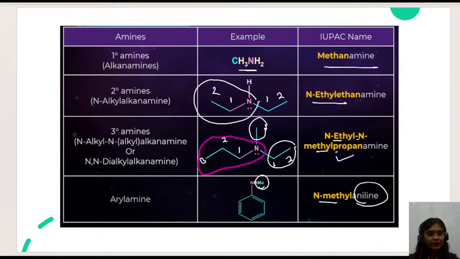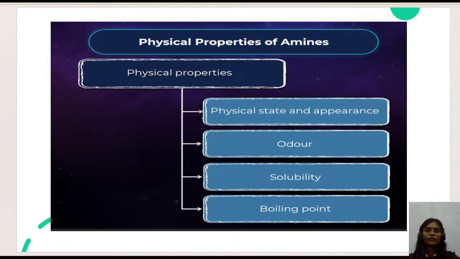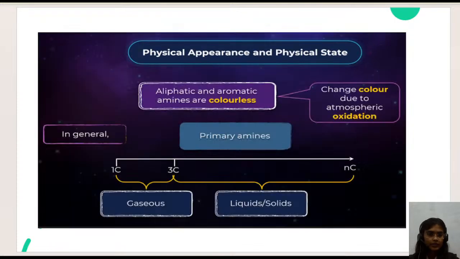So observe again. Let's see the next point. That is a physical property. So physical property wise, first of all, physical state and appearance. Observe this slide again: aliphatic and aromatic amines are colorless. It's not a very colorful family, normally colorless, and color can change due to oxidation with the atmosphere.